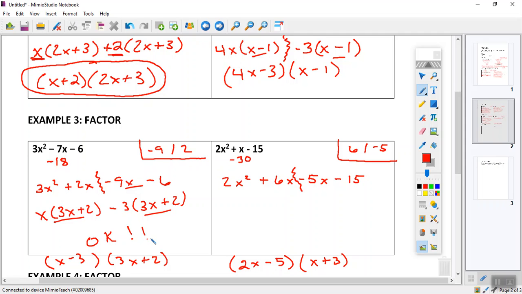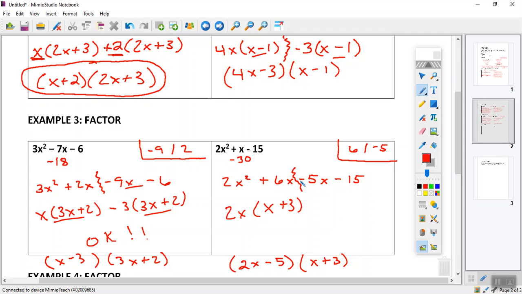How many had that, by the way? An x minus 3 and a 3x plus 2 there. Okay, let's check this next one. What could I factor out the way I set this up? Of 2x squared and 6x on the left, what could I take out of both terms? 2x. Yep, 2x out. Ooh, I'm getting an x plus 3.